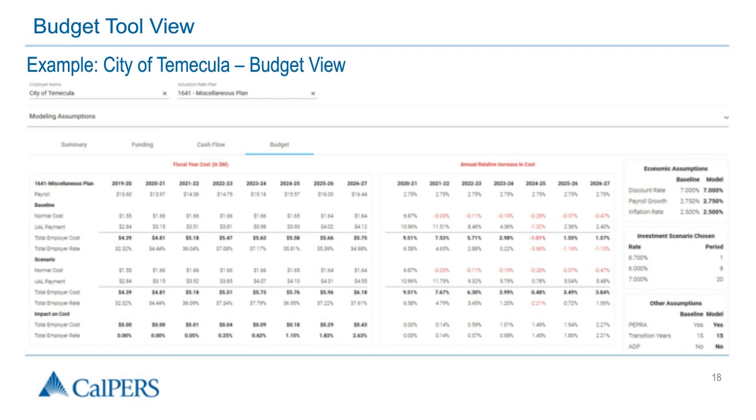But in this view, we are provided with the following. Line 1 shows us the projected payroll based on our 2.75% payroll growth. Line 2 shows us the normal cost and UAL payment and employer rate by year under the baseline forecast. So the baseline is always shown here. Third, we show the normal cost, UAL payment, and employer rate by year under the chosen scenario. So that follows right below the baseline. And then you can see the difference is the impact on cost. So the impact on their budget in terms of total increase or decrease in cost relative to the baseline forecast, and the change in the total employer rate.